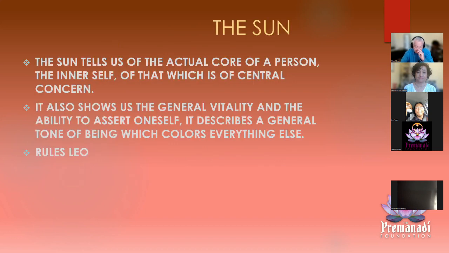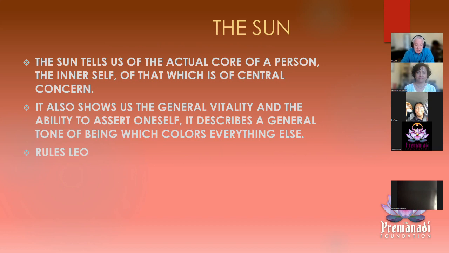So let's start with the sun, our most important energy in the horoscope. The sun tells us of the actual core of a person, the inner self, and that which is of central concern. So when you are born a Capricorn, you will have the inner self of that Capricorn in you and all the characteristics of the Capricorn. And we'll talk about them in a little bit. But first, let's go through the planets.